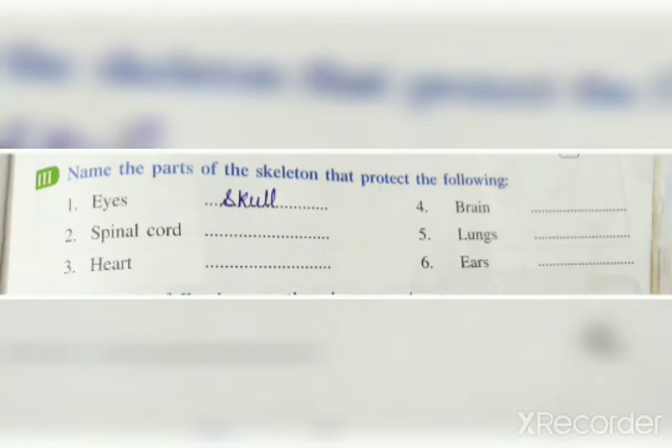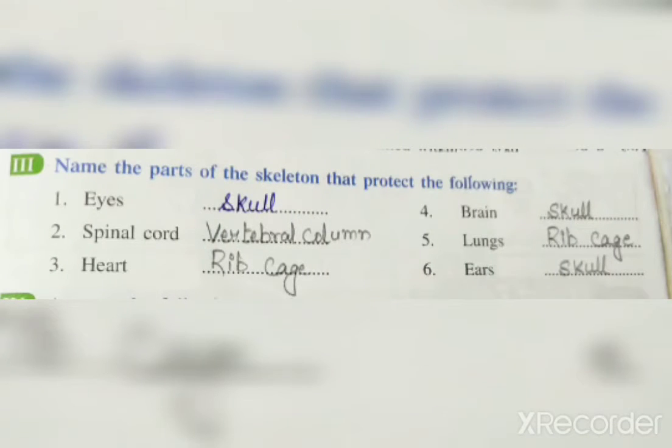Question number 3 is, name the parts of the skeleton system that protect the following. That means which part of the skeleton protects the following organs of our body. First one is eyes. As you know, skull protects the eyes. So the answer is skull. Second is spinal cord. So the answer is vertebral column. Vertebral column protects the spinal cord.